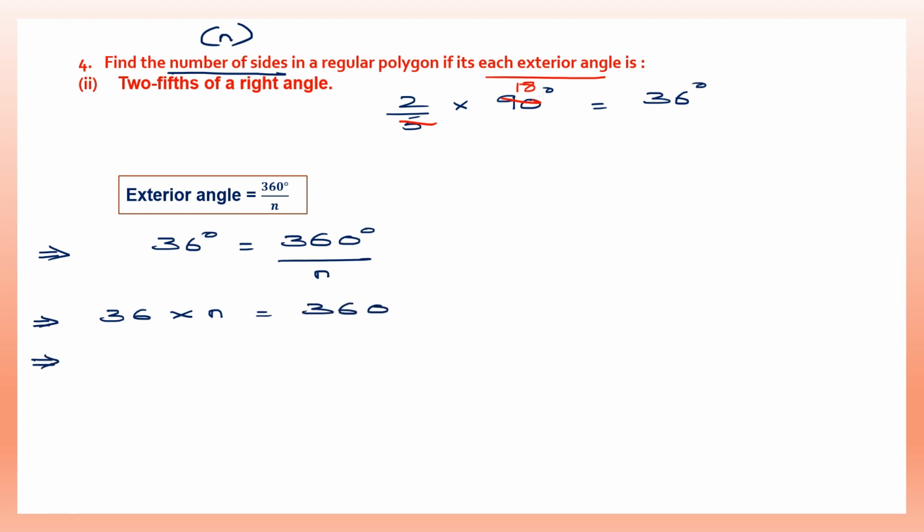Now I'm going to leave n here and I'll write 360, and I'm going to move this 36 to the other side. It will become division, 36. Now I can cancel 36 and 360. 36 into 10 is 360. So I have found the value of n, that is the number of sides, is 10. So this is my answer. So we will stop with this for now, children. In our next video, we will continue with the remaining questions. Thank you, children.